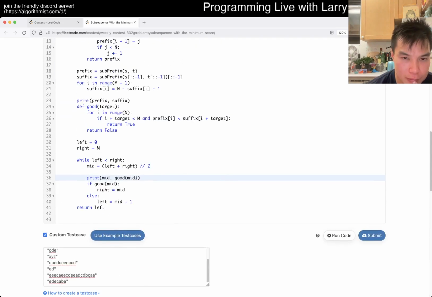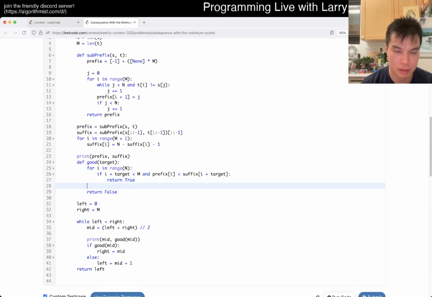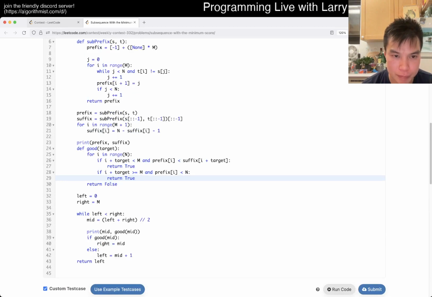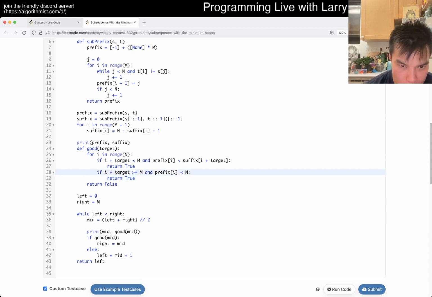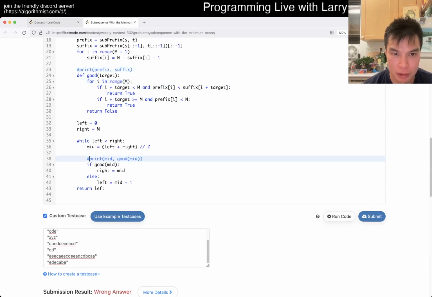I think if the target is greater than or equal to m and prefix of I is not equal to n, is less than n, then we should return true. I think I missed that case where it goes off the board and I try to hack it by... this should be m anyway, right? N doesn't really make sense. I don't know why. That's just a bad mistake as well, actually. But somehow it didn't get caught.